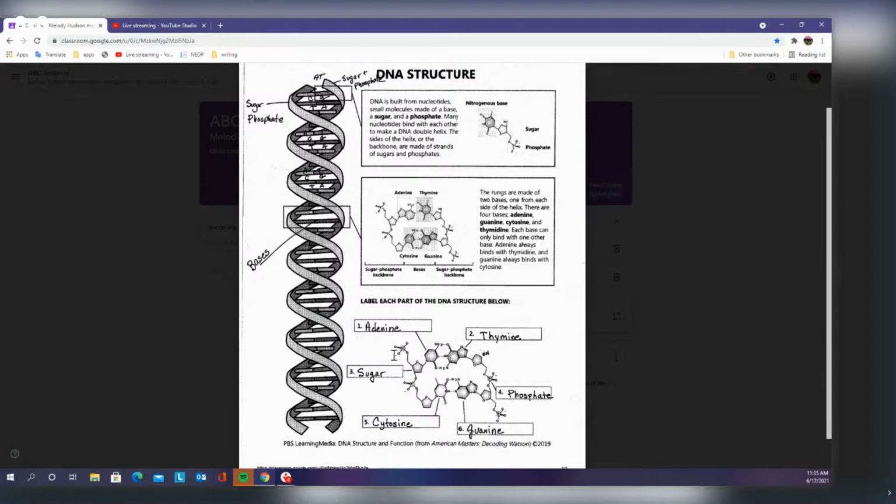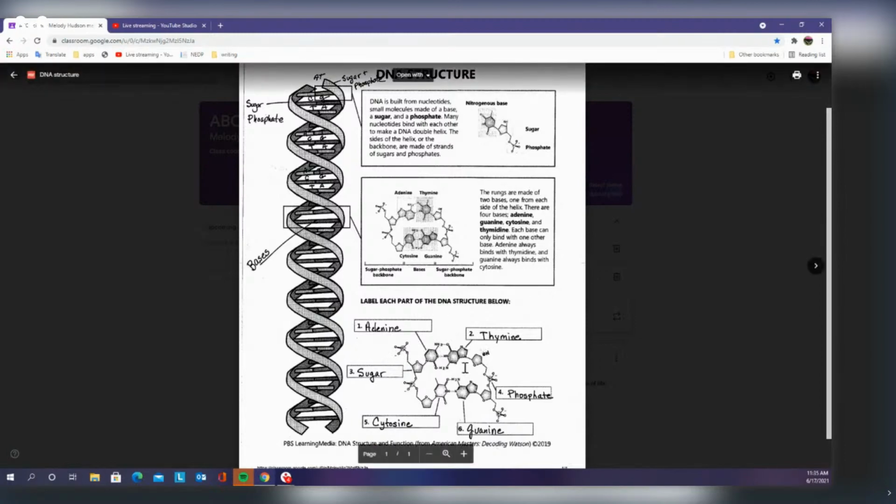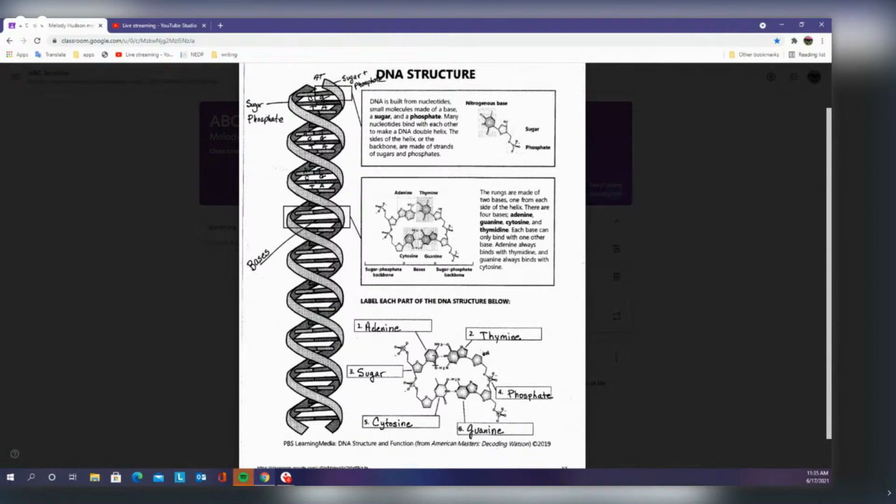Adenine, remember this is our chain on the outside, and these are our bases. So what does adenine look like? Do you see it connected? There's our nitrogen, hydrogen, oxygen, right? This is our adenine.